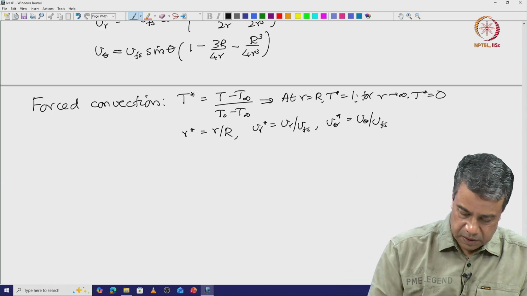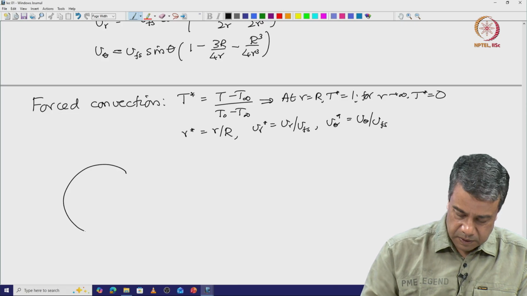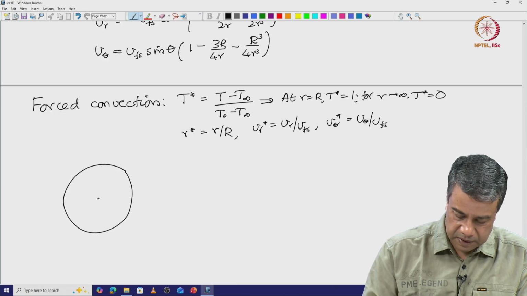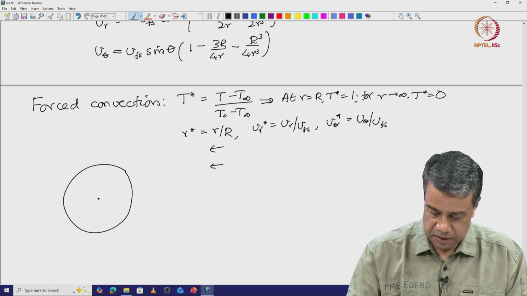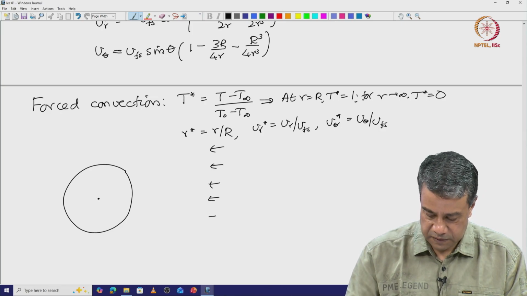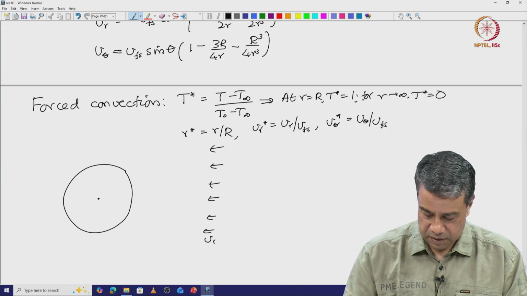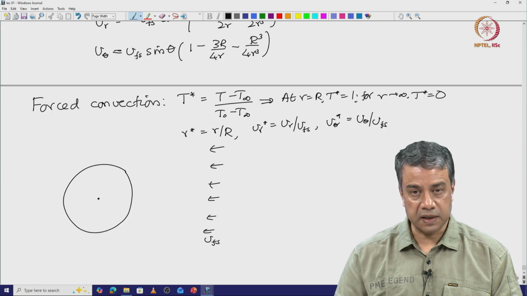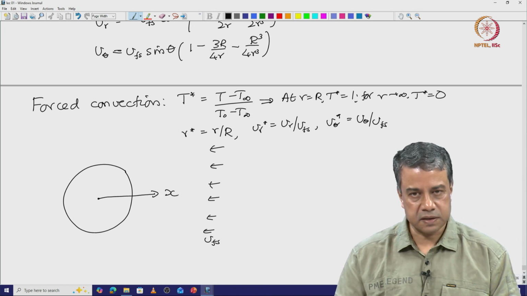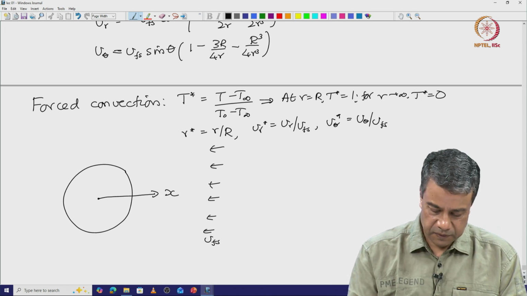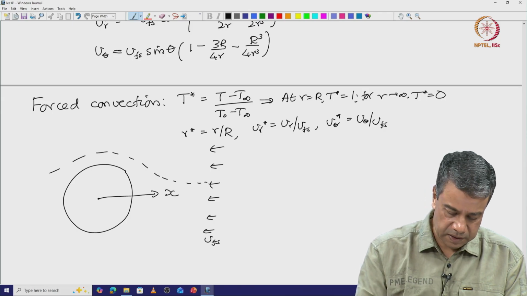So, let me plot the sphere once again for clarity. The free stream velocity is incident on the sphere in what I will call the x direction. This is the x axis, and you have the fluid flow streamlines going around the sphere like this.